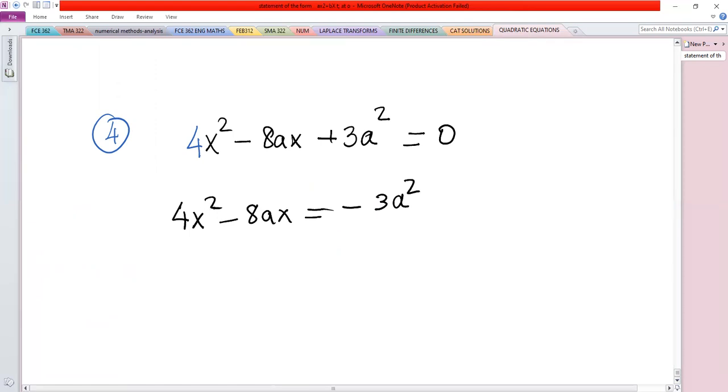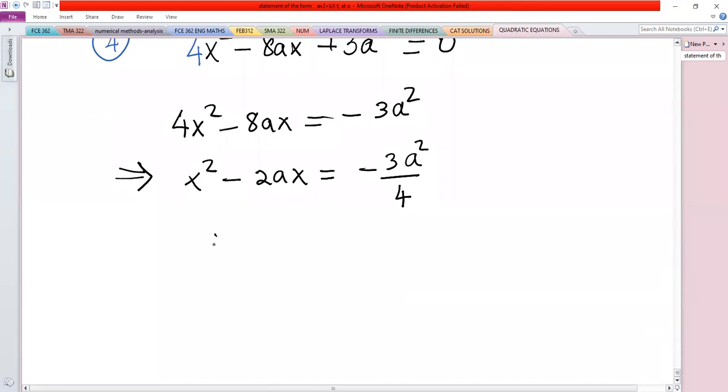So next step, ensure the coefficient of x squared is 1. Dividing through by 4, this will give us x squared minus 2ax equals minus 3a squared over 4. So next, add the coefficient of x, minus 2a over 2, squared. We take the coefficient of x, we divide by 2, then square and add on both sides.